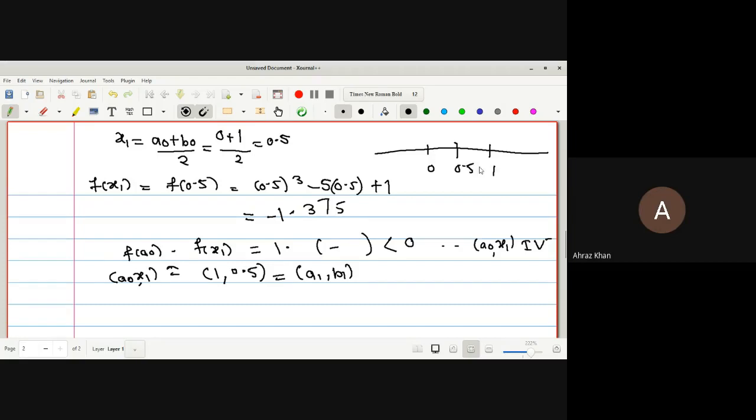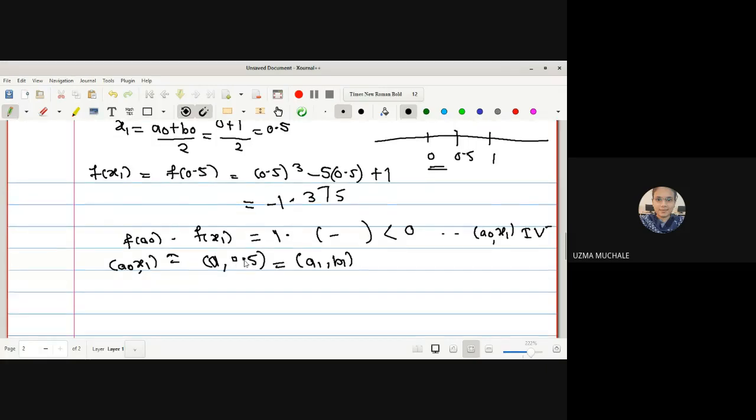Ma'am, a naught is 0. Oh, sorry, a naught is 0, no? Okay. So the root lies in this interval, the initial interval, or it may be possible sometimes the root may lie in the next interval. Now in this case, the root lies in the interval 0 to 0.5.